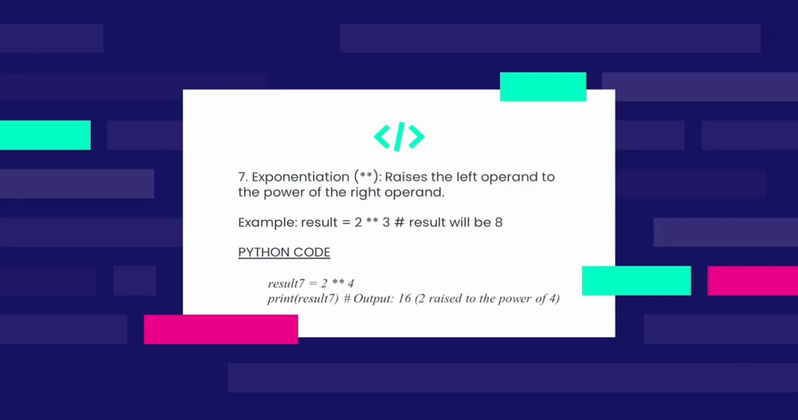The exponentiation operator is a mathematical operation that raises the left operand to the power of the right operand. It is represented by the double asterisk symbol. Here in the example, 2 is the base and 3 is the exponent. The expression 2 ** 3 means 2 raised to the power of 3. When 2 is raised to the power of 3, it results in 8.